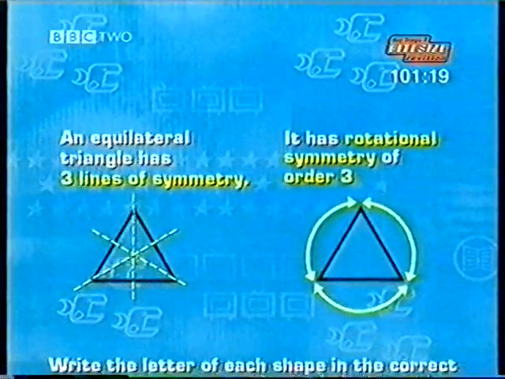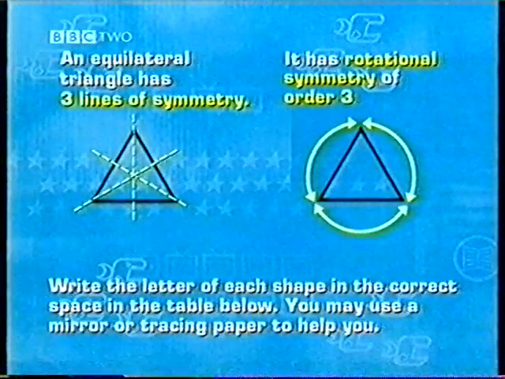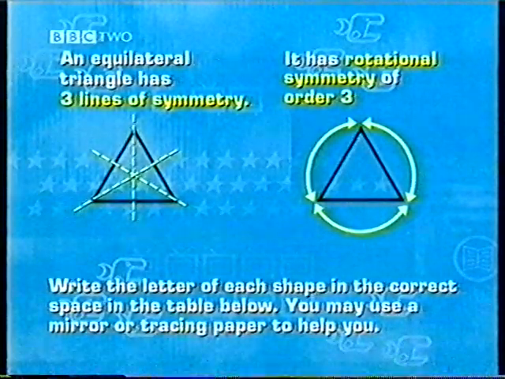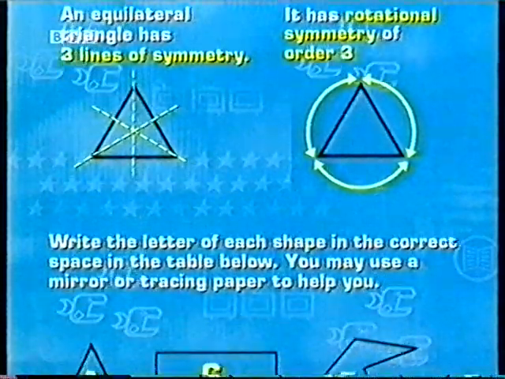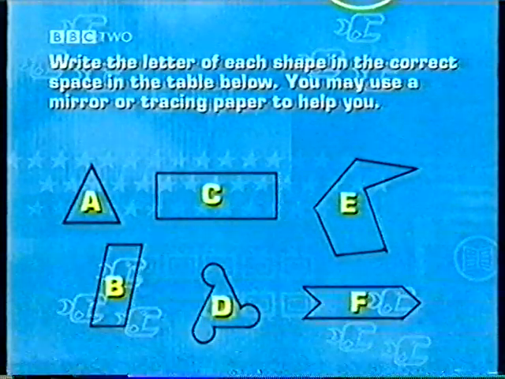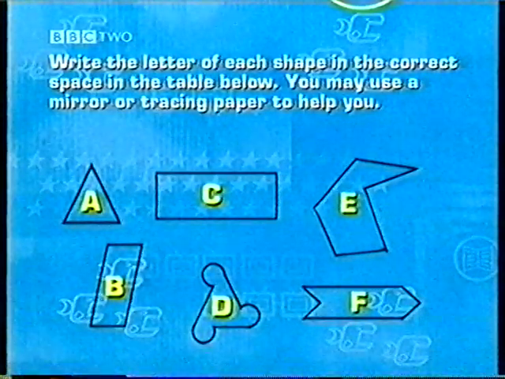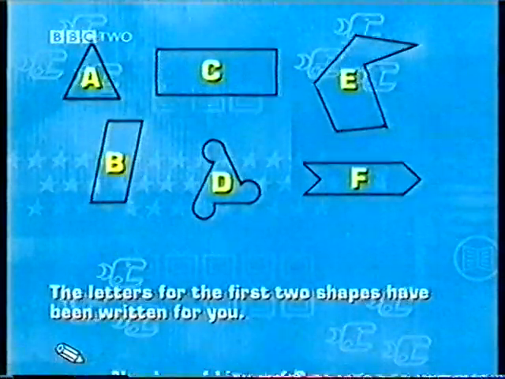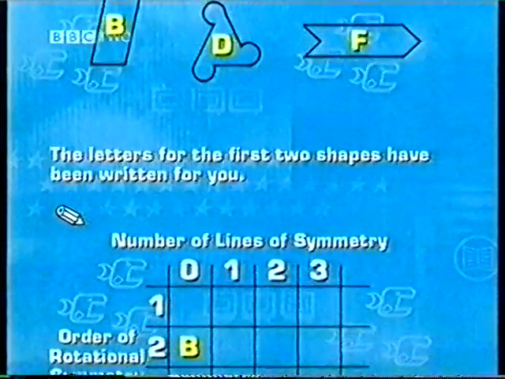Right, now that we're armed with these facts, let's tackle a test question. This one has a number of parts to it, so why not jot them down as you go along? An equilateral triangle has 3 lines of symmetry. It has rotational symmetry of order 3. Write the letter of each shape in the correct space in the table below. You may use a mirror or tracing paper to help you. The letters for the first 2 shapes have been written for you.